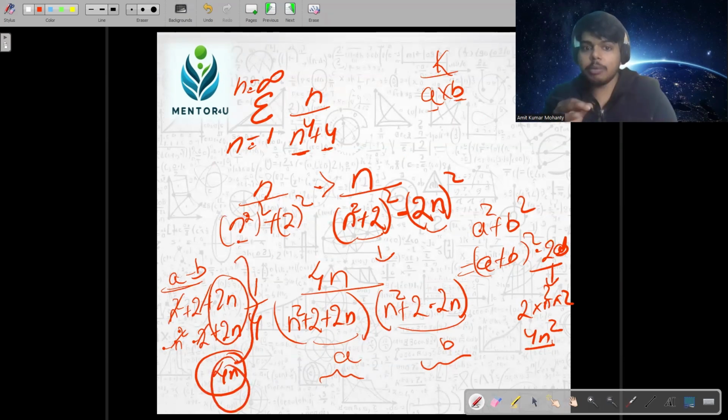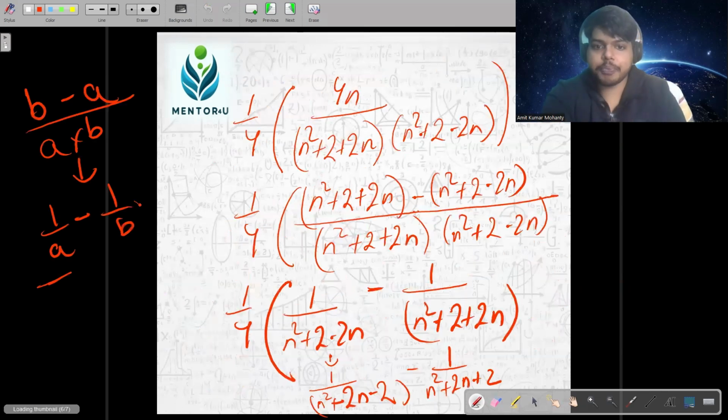So in the numerator, how much value do I have? I have only n. So to balance the value, I'm multiplying 4 on the numerator and the denominator. Clear? Now, when I'm proceeding forward, what is happening? So this is the particular term we have arrived at till now.